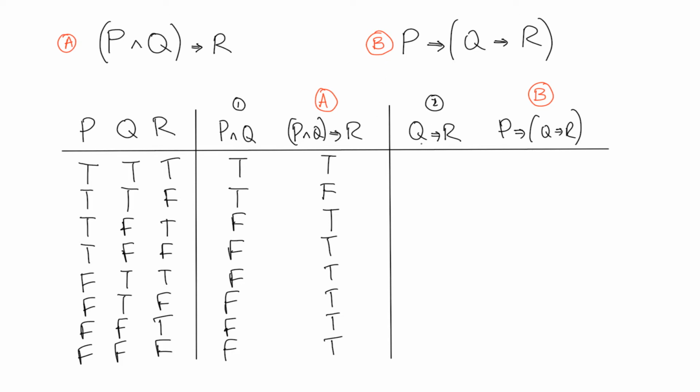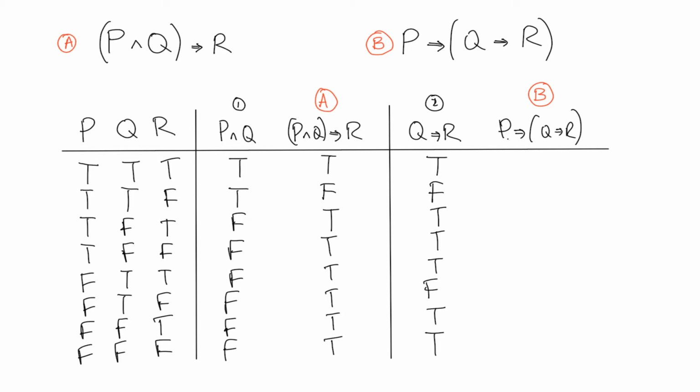For column 2, I need to do Q implies R, so I'm looking at the 2 columns for my variables Q and R. The first row I have true implies true, which is true. The next row I have true implies false, which is false. Row number 3, I have false implies true, which is true. In row 4, I have false implies false, which is also true. Rows 5 to 8, true implies true is true. True implies false is false. False implies true is true, and false implies false is also true.